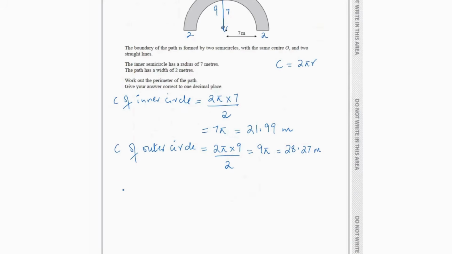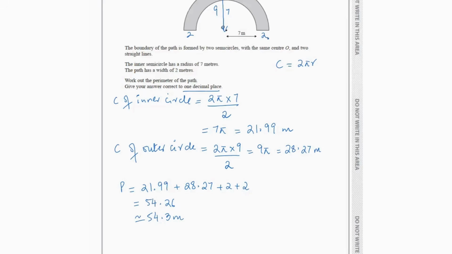So the perimeter is going to be 21.99 plus 28.27 plus 2 plus 2. Perimeter is always the boundary of the shape, not the space that you occupy, the boundary of the shape. And for the boundary, you always add up the final lengths. So 21.99, 28.27 plus 4. That's 54.26. They want the answer correct to 1 decimal place. So we round it to 54.3 meters. That is the perimeter of the path.